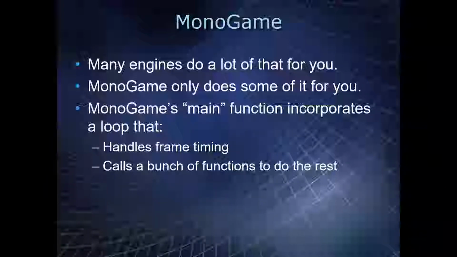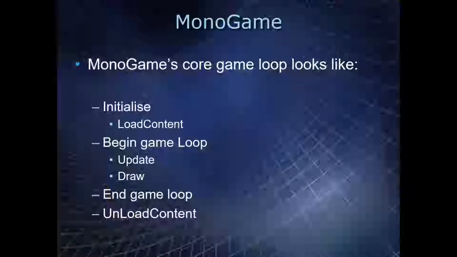So many engines do a lot, if not all of that for you. MonoGame only does some of it for you. So MonoGame has a main function which you're not going to see, because all it does really is handle the frame timing to make sure it's 60 FPS or whatever you set it to, and then calls a bunch of functions to do the rest. And that's where you'll fill in the rest of the code.